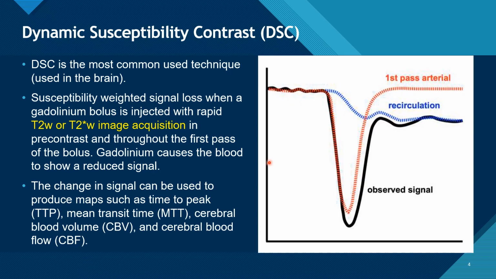So what happens is the signal decreases over time, giving T2 star weighting. It will decrease over time due to the T2 shortening effects of the gadolinium, and then this signal will slowly recover, and using this change in signal, we can calculate our perfusion parameters.